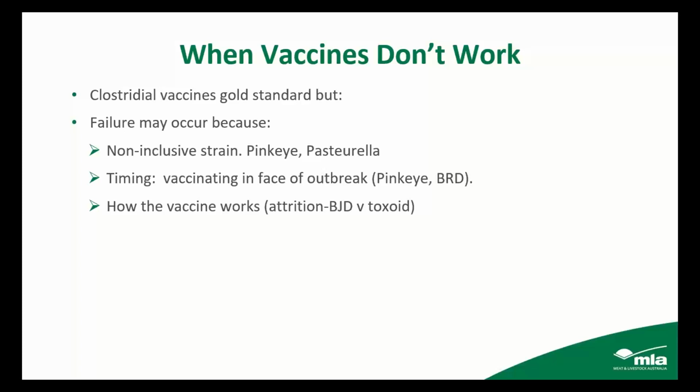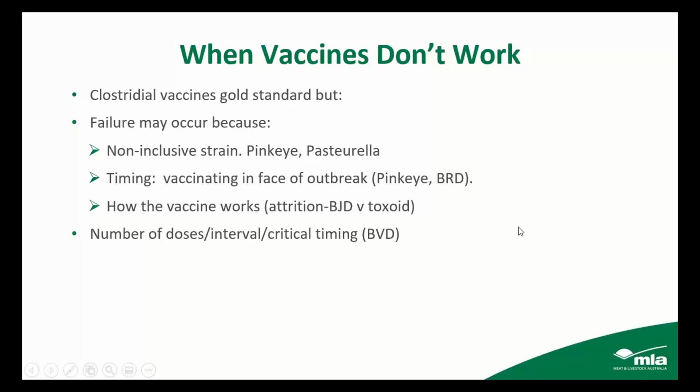Now, that's in contrast to a toxoid, such as the tetanus toxoid or the pulpy kidney toxoid in the relevant vaccines, where you're actually producing antibodies against the toxins which those bacteria elaborate. And in that situation, you can expect damn near 100% coverage.